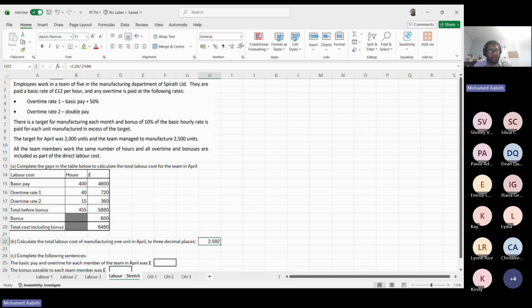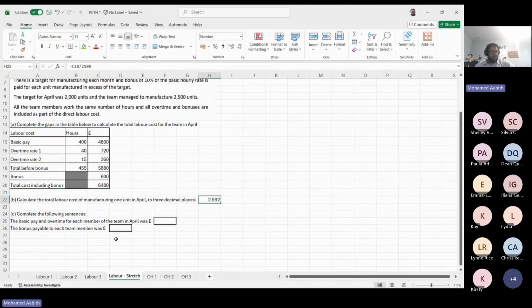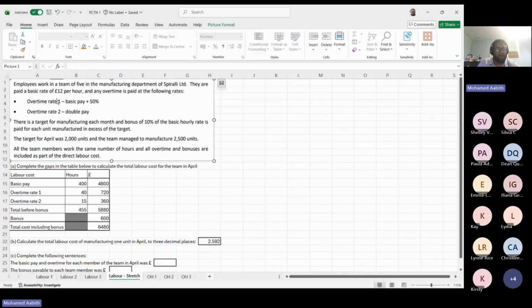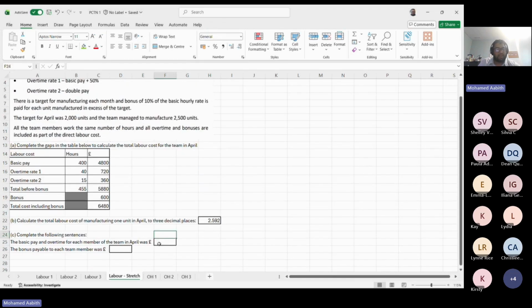If your decimals are not coming up, you can increase and decrease it from this way. And then they're also giving you an option to look at further calculations there. The basic pay and the overtime for each member of the team in April was what? How many members of staff do they have? It's a team of 5. So they're talking about the basic pay and the overtime for each member of staff, which is going to be equal to that divided by 5, because that is for each and every member.